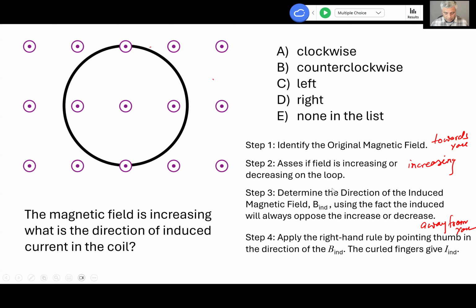So looks like there was a direct message that says, how do we know if the original magnetic field is increasing? The magnetic field is increasing. So I think the question here tells us that, okay? So yes, sometimes the magnet may be moving closer or away. Sometimes you may be told just like that, okay? Good point.